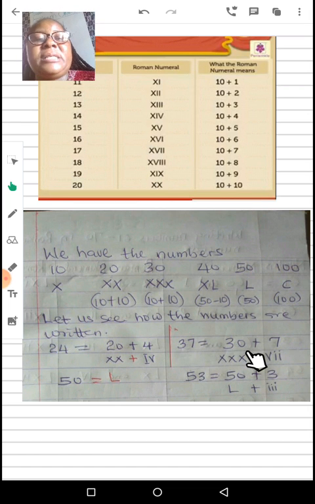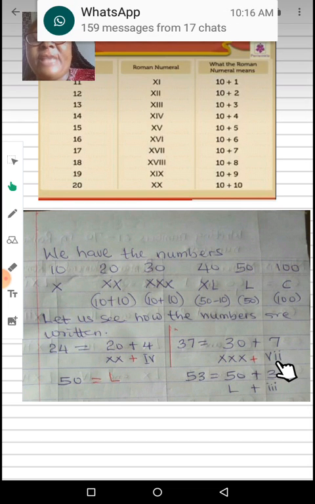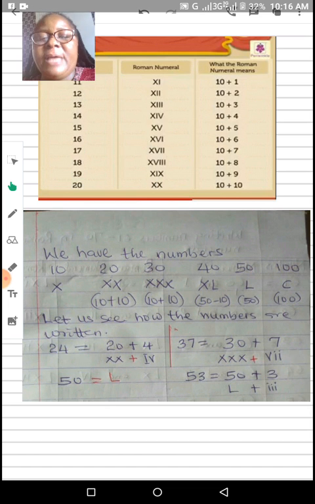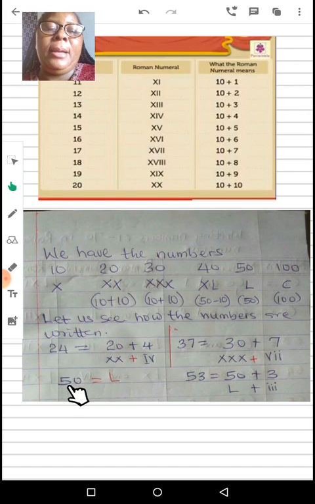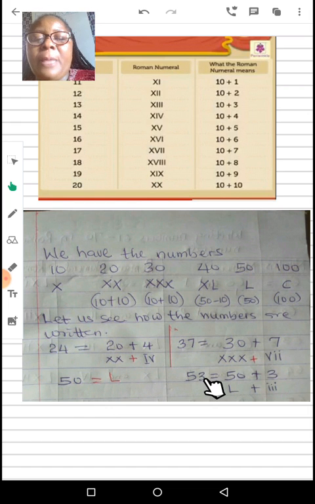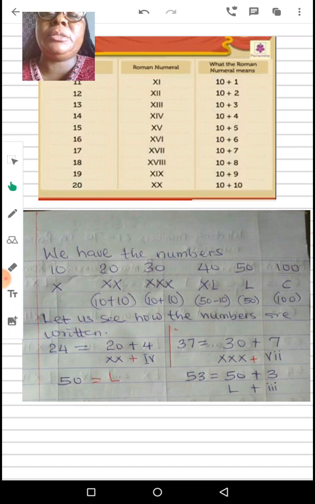Then, for example, we have 37. 37 is 30 plus 7. Right? So 30 is XXX. Then 7 is VII. So when you bring them together, 37 will be XXXVII. Now here we say 50 is L. Letter L is 50. So for example, if you have 53, 53 means 50 plus 3. So 50 is L and 3 is III. 53 is LIII. All right? All right, let's continue.